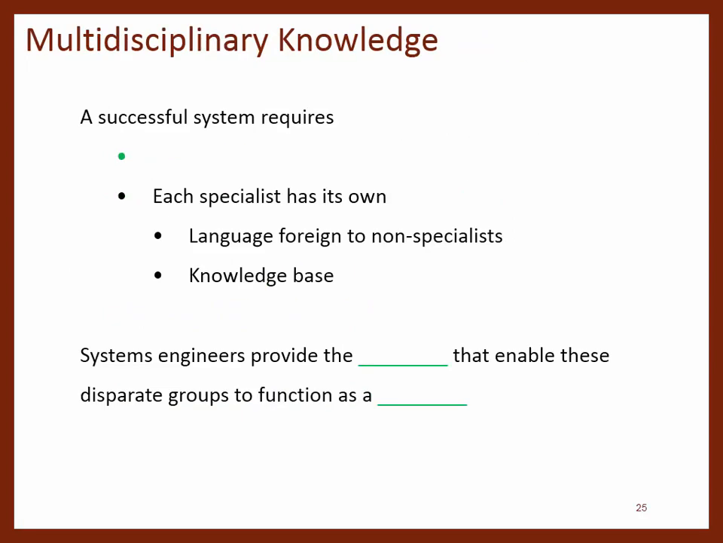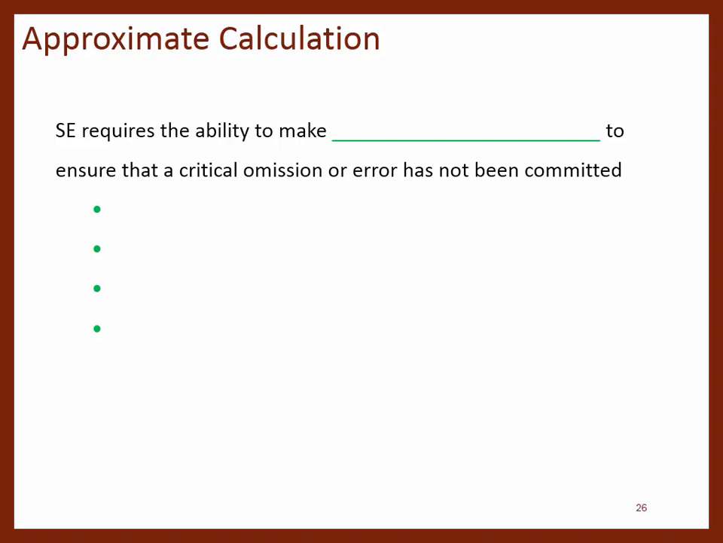A successful system requires specialists in different disciplines, and we talked about that. Each specialist has their own language, foreign to non-specialists, and they have their knowledge base. So being familiar with those is important. Systems engineering provides the linkage that enables these disparate groups to function as a team. So that unification of these multidisciplinary areas, that's where the job is, and how to make sure that everything is performed as expected so we can achieve the goal.